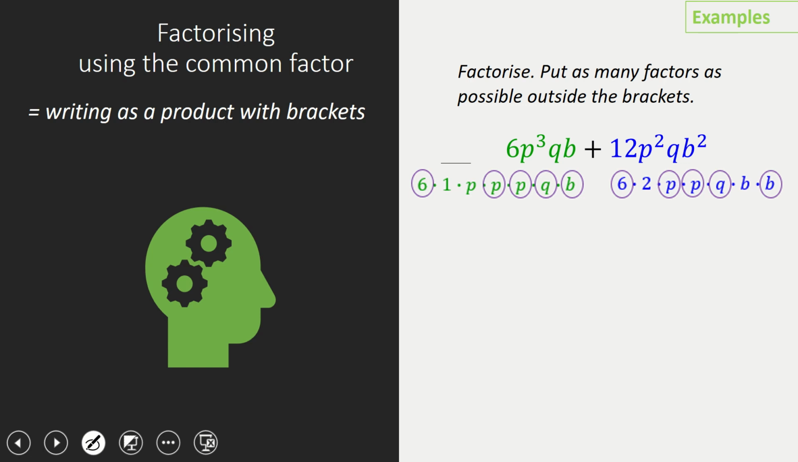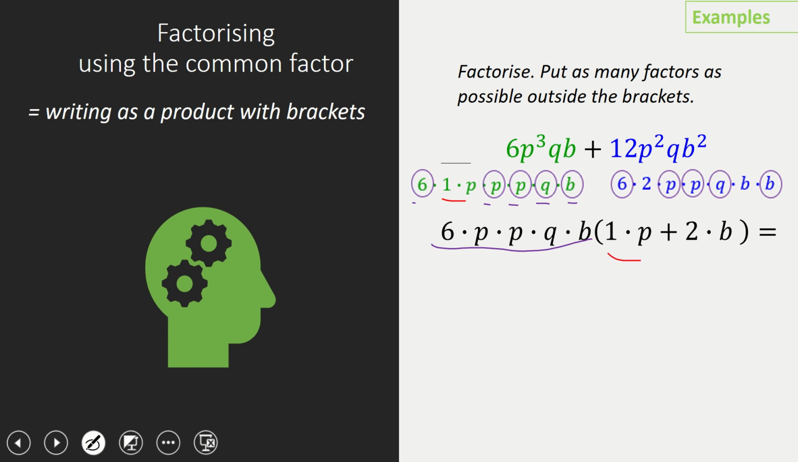Important, we're going to write the common factors outside the brackets again. So I have a 6, I have a p, I've got another p, a q and a b. So I'm going to write this down outside my brackets. What's left is 1 times a p and 2 times a b. And that's what I'm putting inside the brackets. And of course, don't forget to copy the plus.